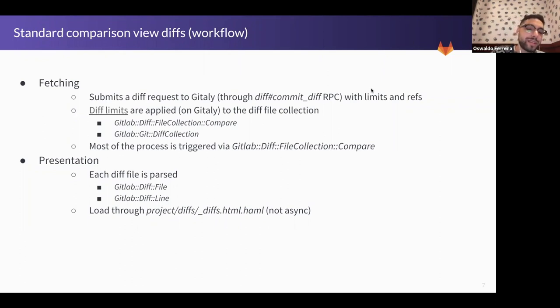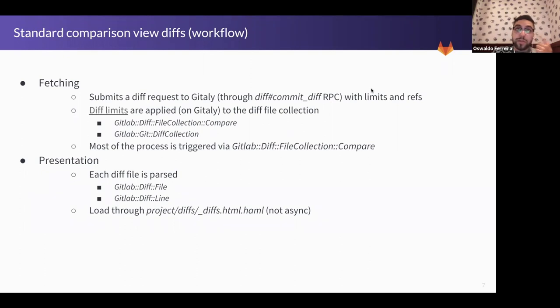And for the presentation part, on the GitLab CE side, we fetch those diff files as a string. If you think about this, the diff is basically a string. And we put this on the diff file in the high level overview. And we parse this string, and the output of this is the diff line object. We are going to have a quick look at what exactly the diff line object is.